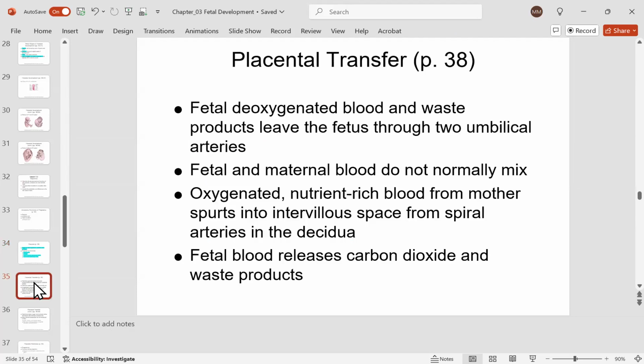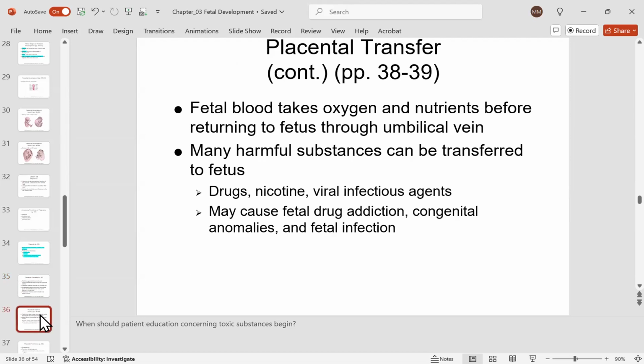All right. Transfer through the placenta. So again, deoxygenated blood and waste leave the fetus through the two umbilical arteries. Okay. The blood does not mix yet. This is during the birth process where the fetal and maternal blood start to mix. But right now, oxygenated good blood comes from the mother into the intervillous space and the blood vessels bring it to the baby, and fetal blood releases carbon dioxide and waste products and it goes out. So there's a constant exchange that's going on at the level of the placenta between the baby and the mom, right?